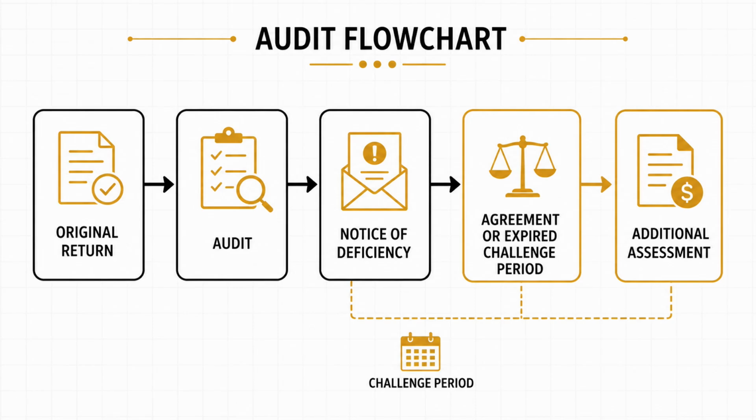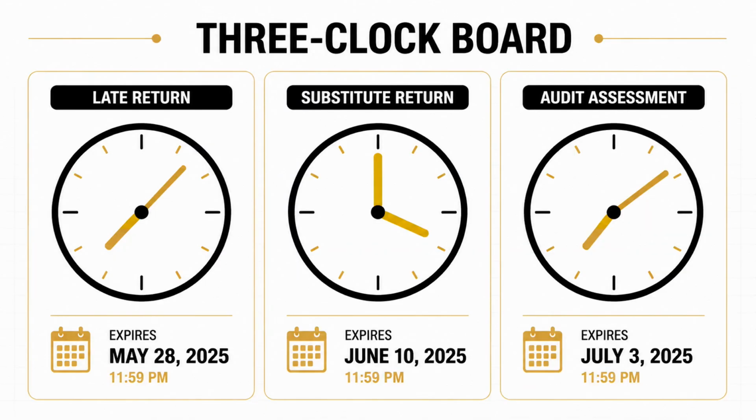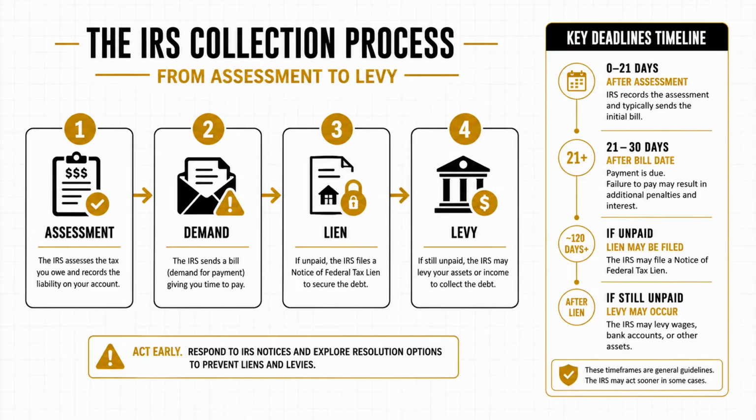If you filed your 2018 return in 2021, the 10-year clock did not start in 2018. It started when the IRS processed your 2021 filing and assessed the liability. Your CSED for that year runs to 2031, not 2028. 3 years of delay on your end added 3 years to the IRS's collection window.